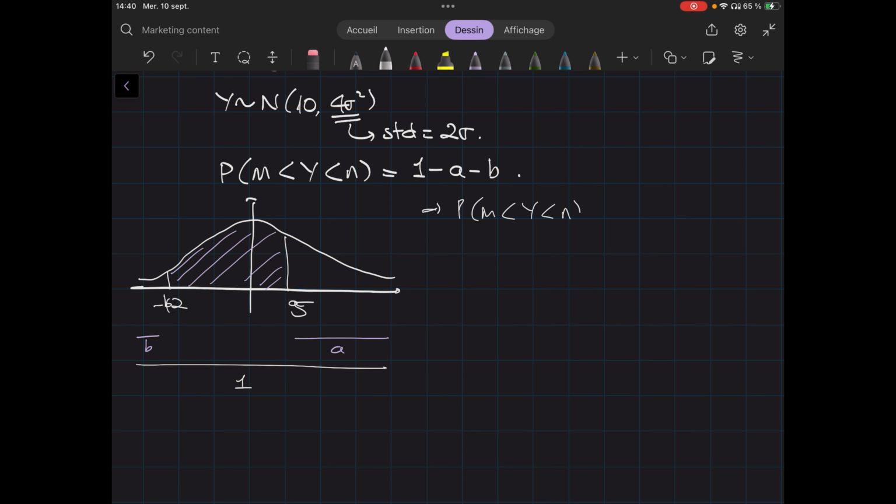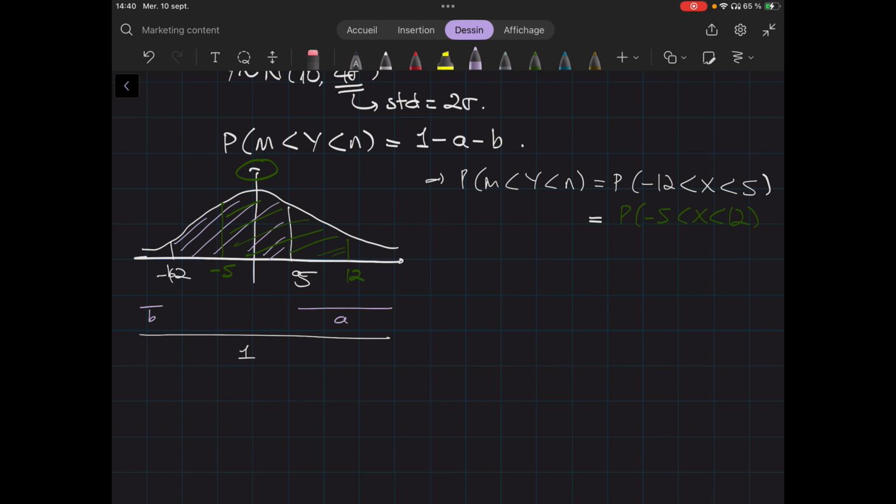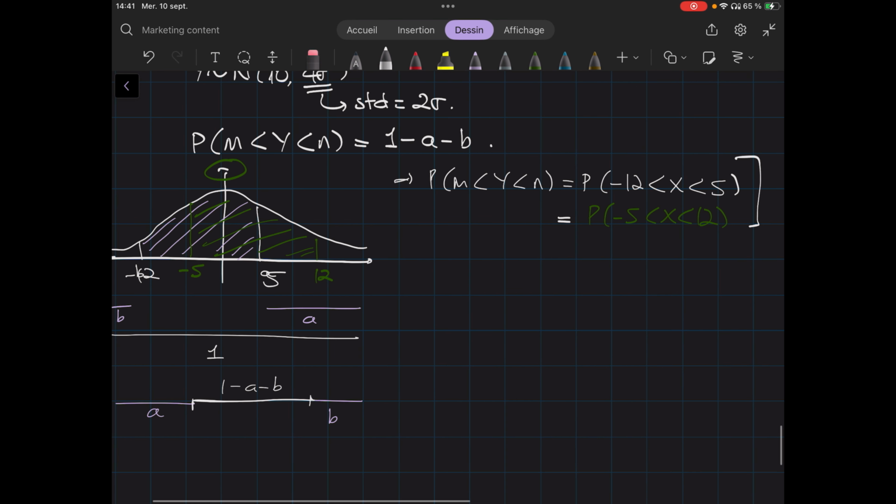So P of m less than y less than n is equal to P of negative 12 less than x less than 5. But that's only one possibility. Another possibility is when this curve reflects about this axis over here. So negative 5 to 12 is also another feasible option. Why is that the case? Because the probability that x is less than negative 5 is A. The probability that x is greater than 12 is B. And what's left is once again 1 minus A minus B. So those are the two options.